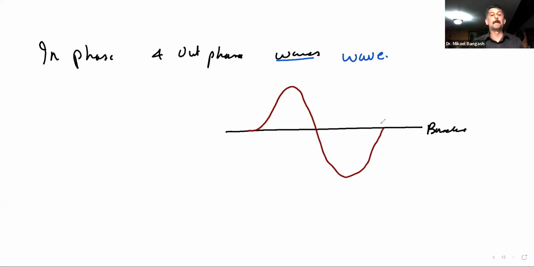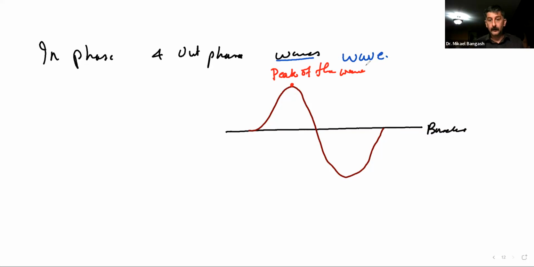And if you look at a wave, it will go like this. To understand what it means to be in phase and out phase, there are two things that you need to clarify. This red top here is going to be what we call the peak of the wave. Clear?